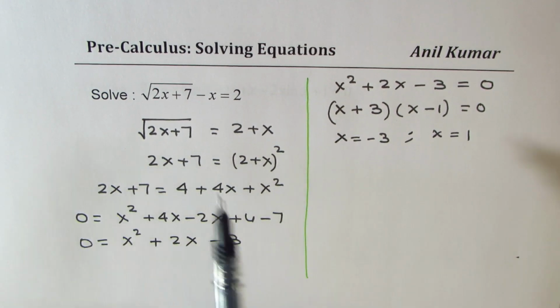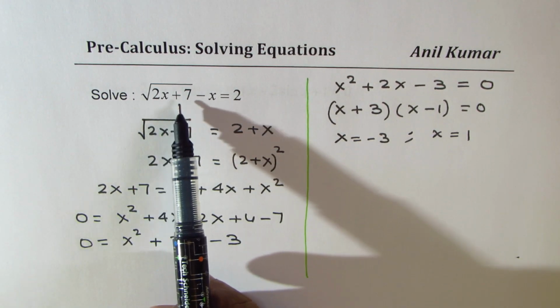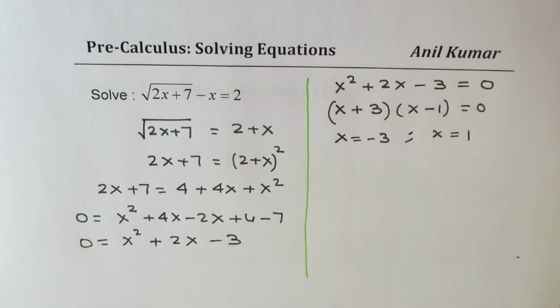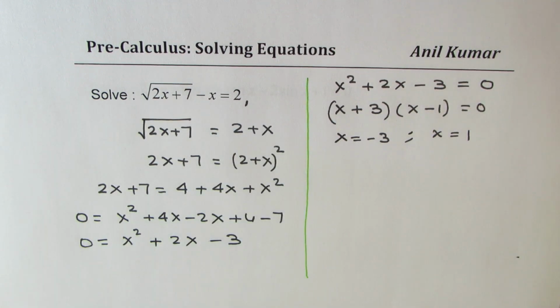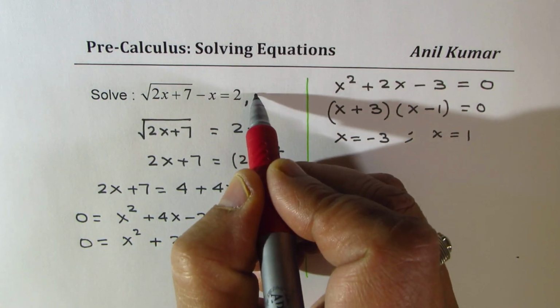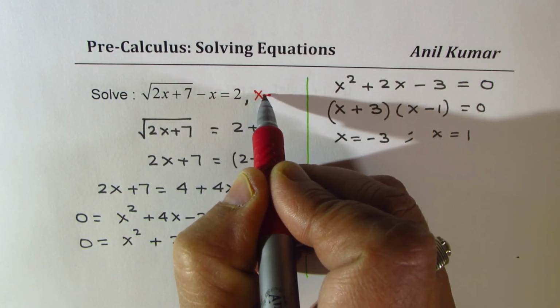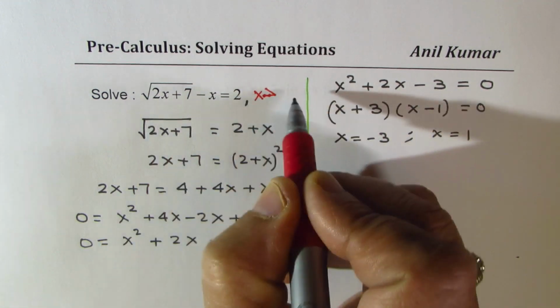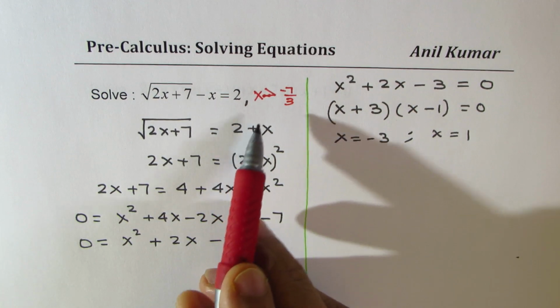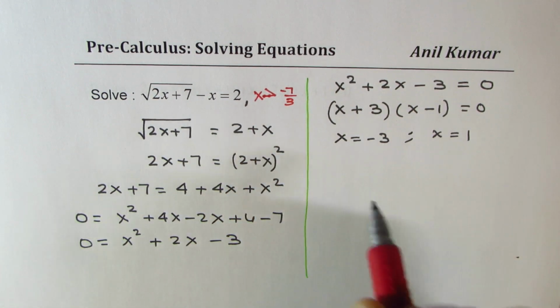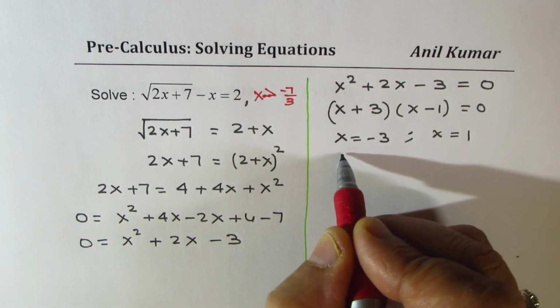Now here we have square root of 2x plus 7. Remember, there is a restriction. x has to be greater than minus 7 over 2, right? Greater than minus 3.5. So it is within the domain. So yeah, it is in the domain, right?